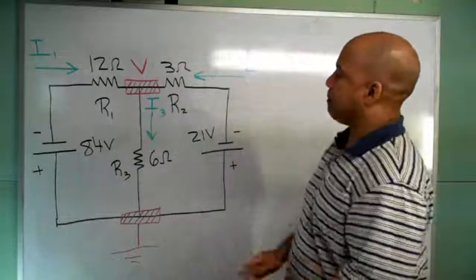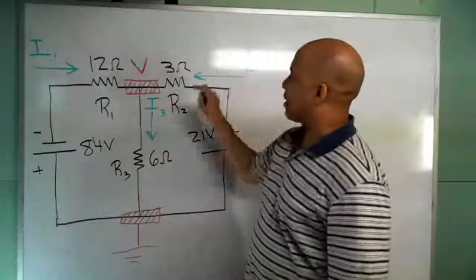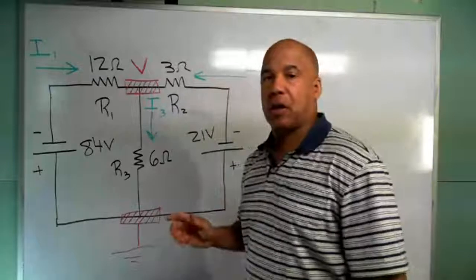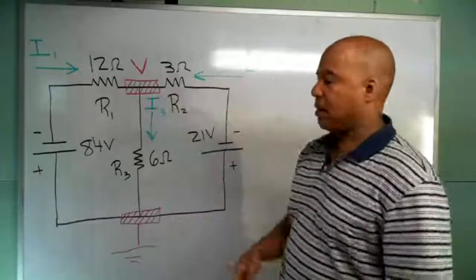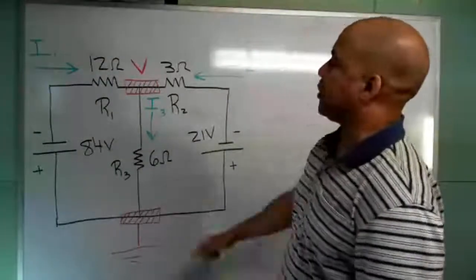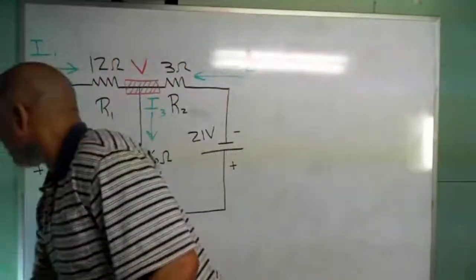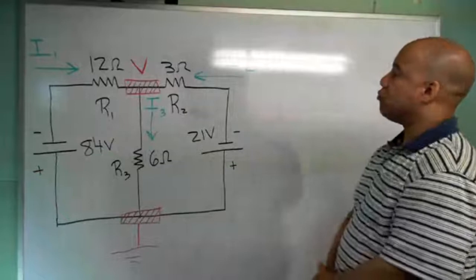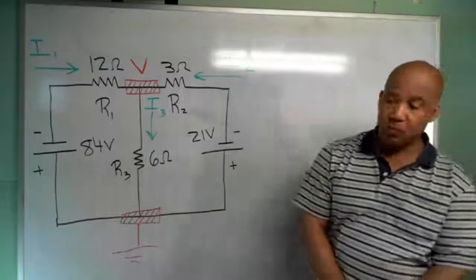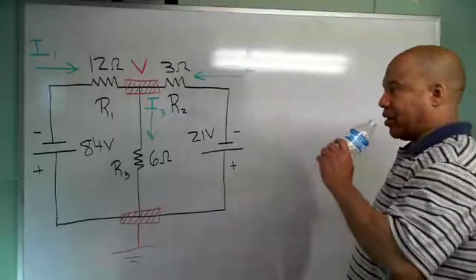So I have the circuit. I've identified my nodes. I named my node V. I've assigned current directions in the way that makes sense. The next thing you're going to do is write a Kirchhoff's current law equation for node V. Who can tell me, for the way I have this drawn, what's the relationship between I1, I2, and I3? Anybody? How are they related mathematically?